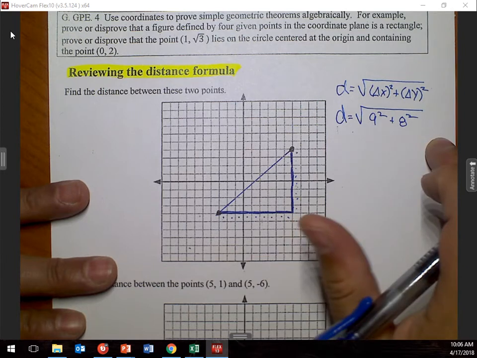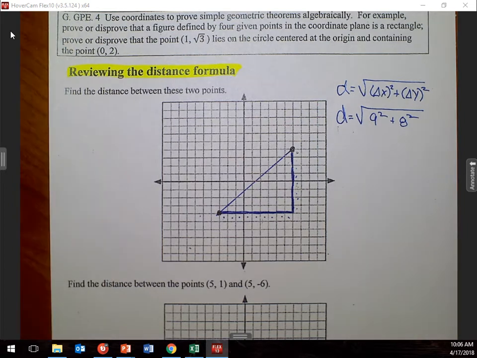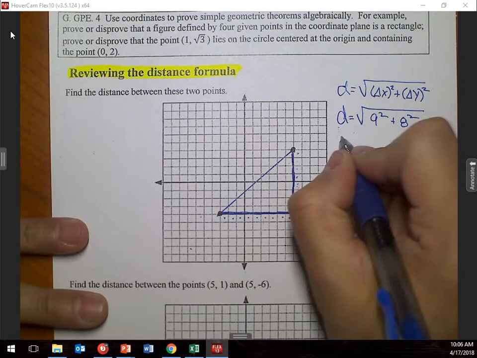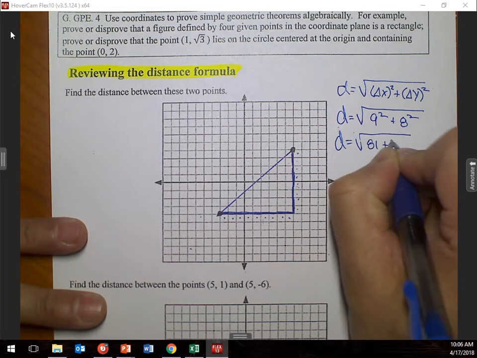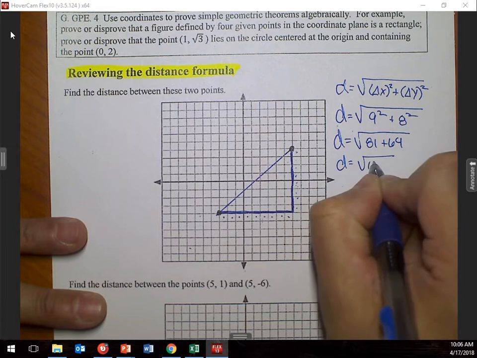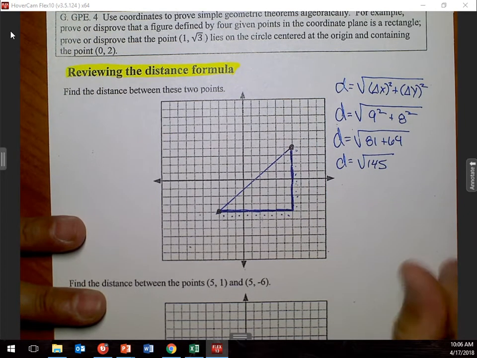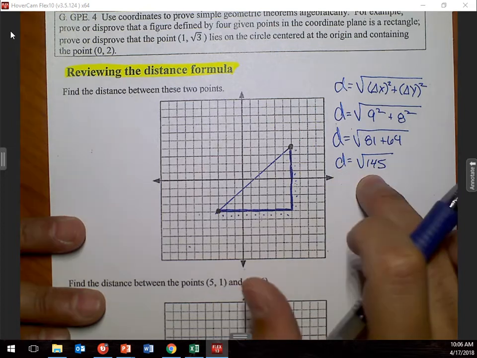Okay, let's go ahead and do the math. Wait, what? Delta's the distance you said? Huh? What did you say delta was? Delta means the difference. How far they're apart, the change. Okay, so we have d is equal to square root of 81 plus 64. 145. Okay, so now, for this one right here, so my distance is the square root of 145.